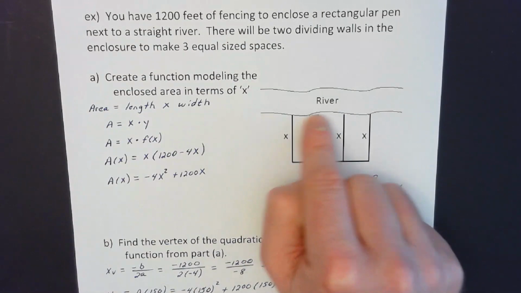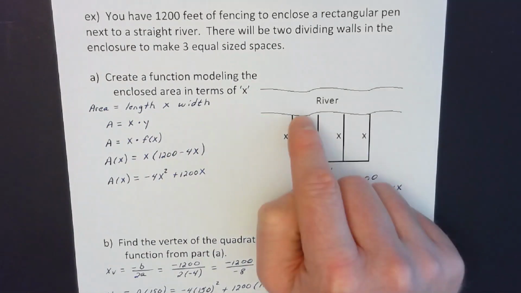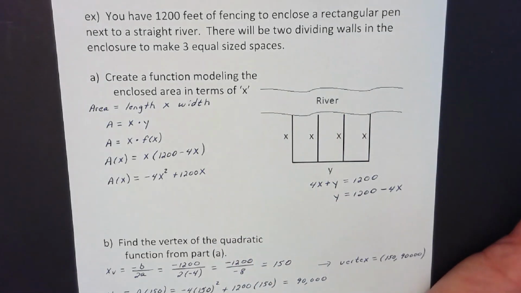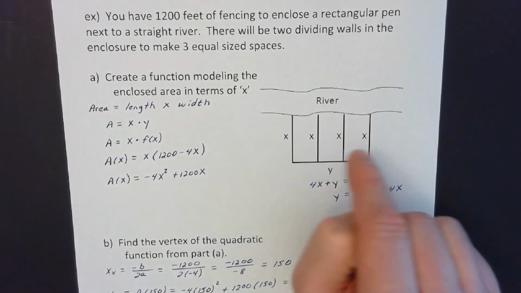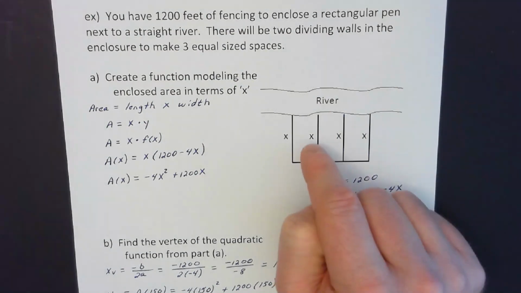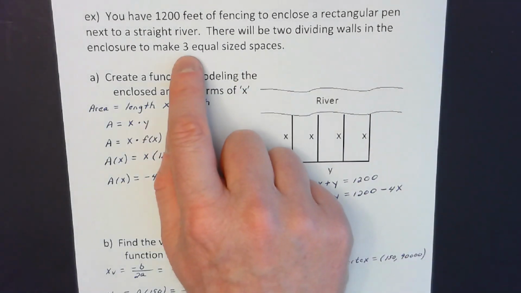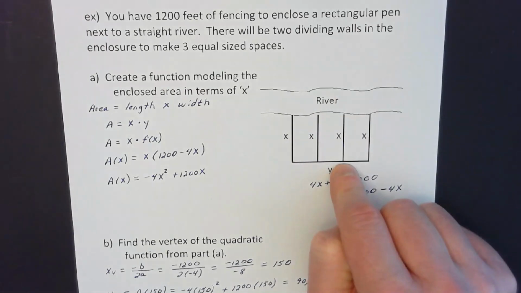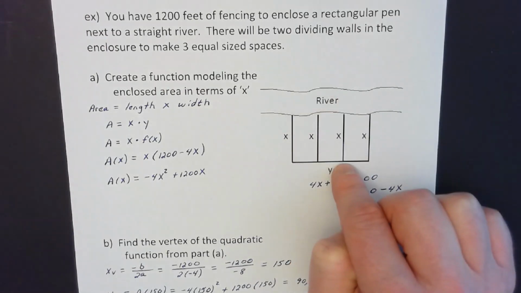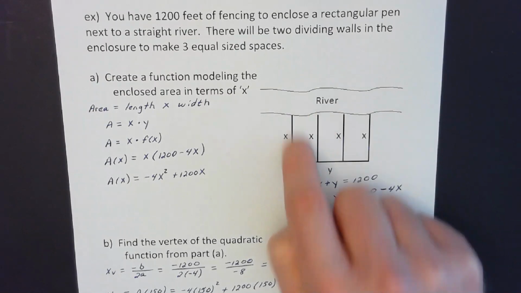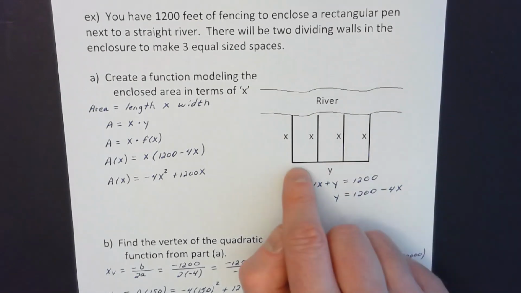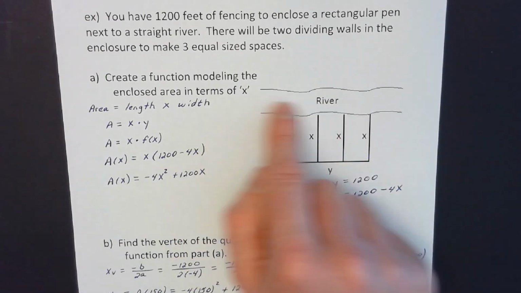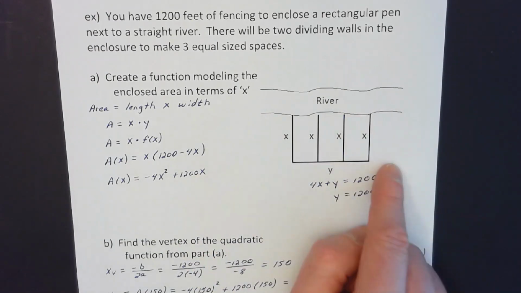Now, the side of this blocked in region that's adjacent to the river, we don't have to fence in that. The river is a natural barrier. But then all of the other regions I do need. And then notice it says that you're going to make 3 equal spaces by having 2 dividing walls. And whatever the length of those dividing walls are, you need those to be the exterior walls as well. And then we need another wall that's going to be parallel to whatever the length of the river is here.